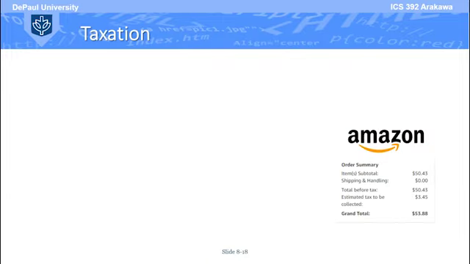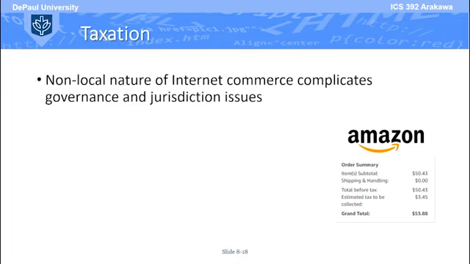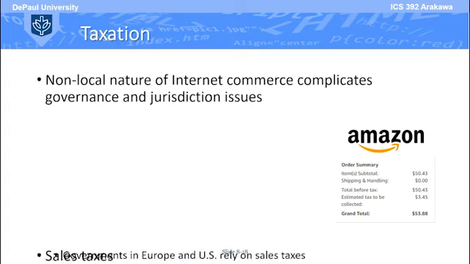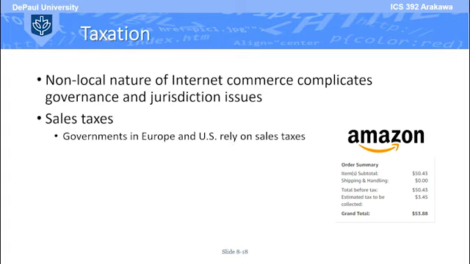Let's take a look at another way to regulate e-commerce, and that's with taxation. So one of the problems with buying something online is where the sale actually takes place. Does it take place on your computer? Does it take place on the server? How do we decide where the sale takes place and what sales tax laws actually apply? And certainly from state to state, from country to country, this is going to be an issue.